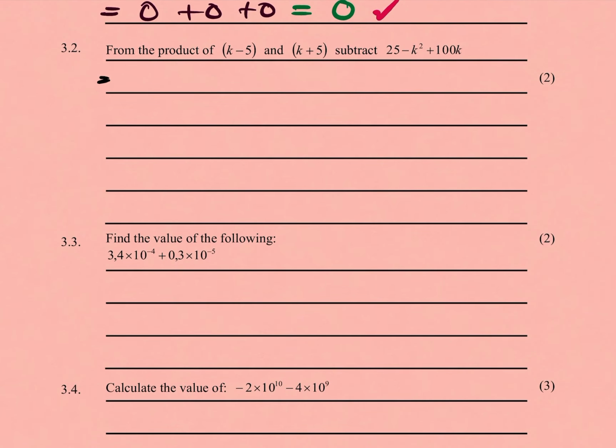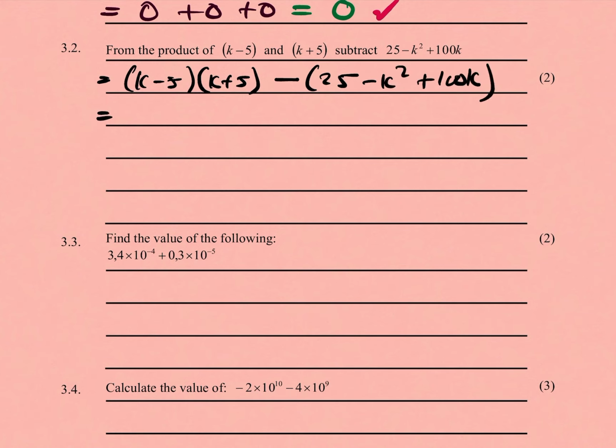Now with 3.2, let's say from the product of k minus 5 and k plus 5. Okay, so here's the direction from the product. So the product is k minus 5 into k plus 5. Subtract. Now we must subtract 25 minus k squared plus 100k. Now, if you try and really do that, that's a special product, okay? So you get k squared minus 25.